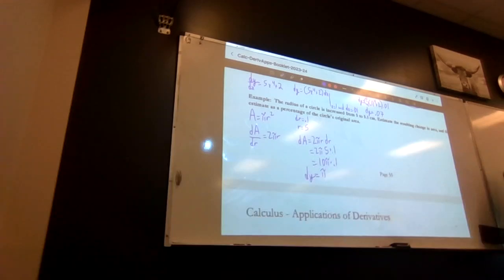But now our last step is, well, how much did it change? What was the percent change? What is our original area? What is pi r squared with a radius of 5? You should get 25 pi. And what's the new change? The change of the area is pi, which is 1 over 25, or 4 over 100, or 4%.